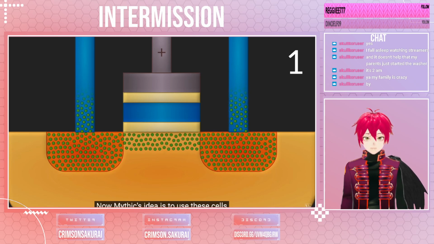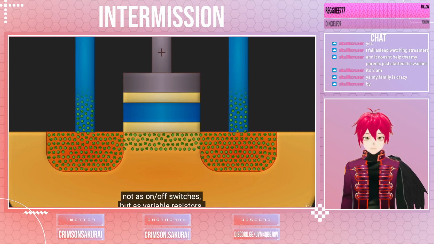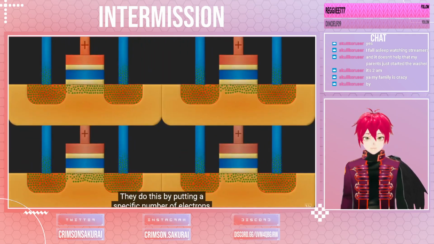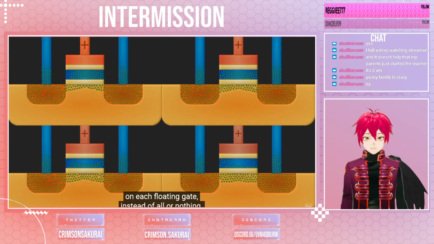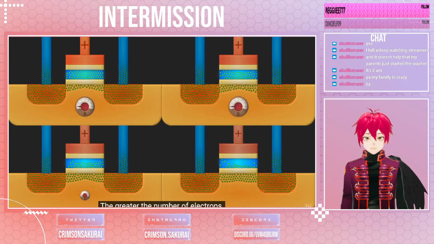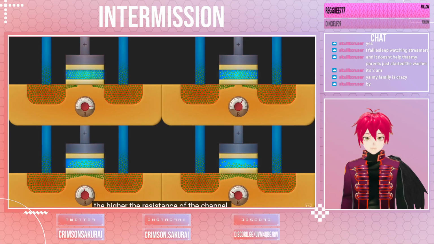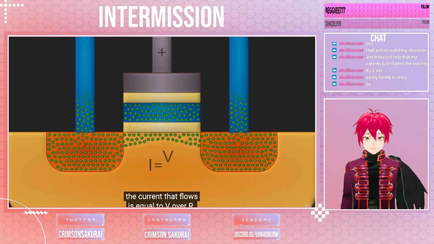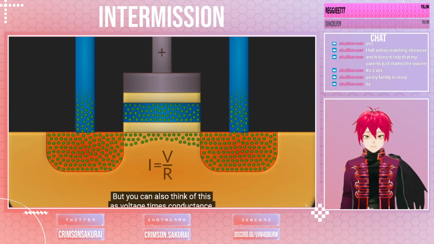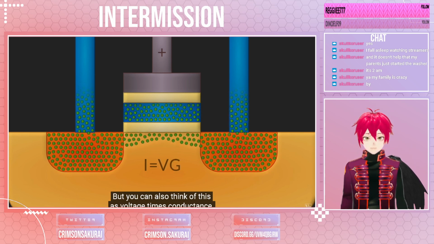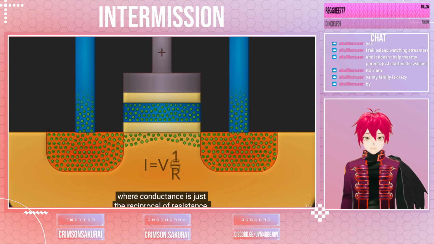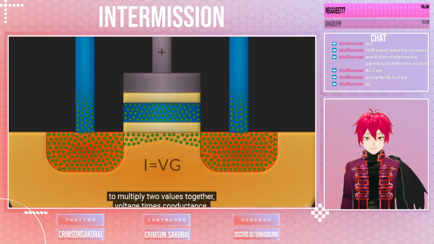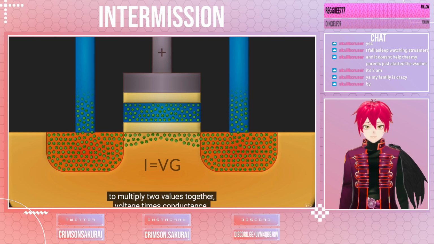Now, Mythic's idea is to use these cells not as on-off switches, but as variable resistors. They do this by putting a specific number of electrons on each floating gate, instead of all or nothing. The greater the number of electrons, the higher the resistance of the channel. When you later apply a small voltage, the current that flows is equal to V over R. But you can also think of this as voltage times conductance, where conductance is just the reciprocal of resistance. So a single flash cell can be used to multiply two values together, voltage times conductance.